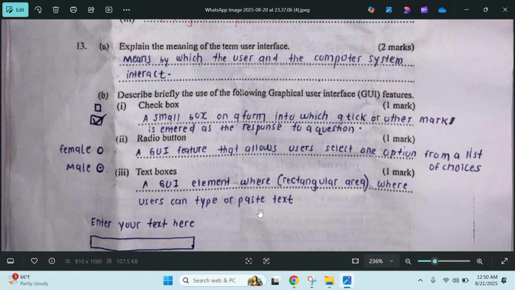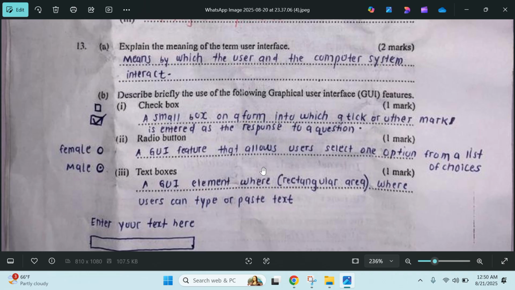Then part B is describe briefly the use of the following GUI features. So what is the use of the following GUI features? The first one was a checkbox. I was trying to draw a simple diagram there. I'll use Google to showcase that.